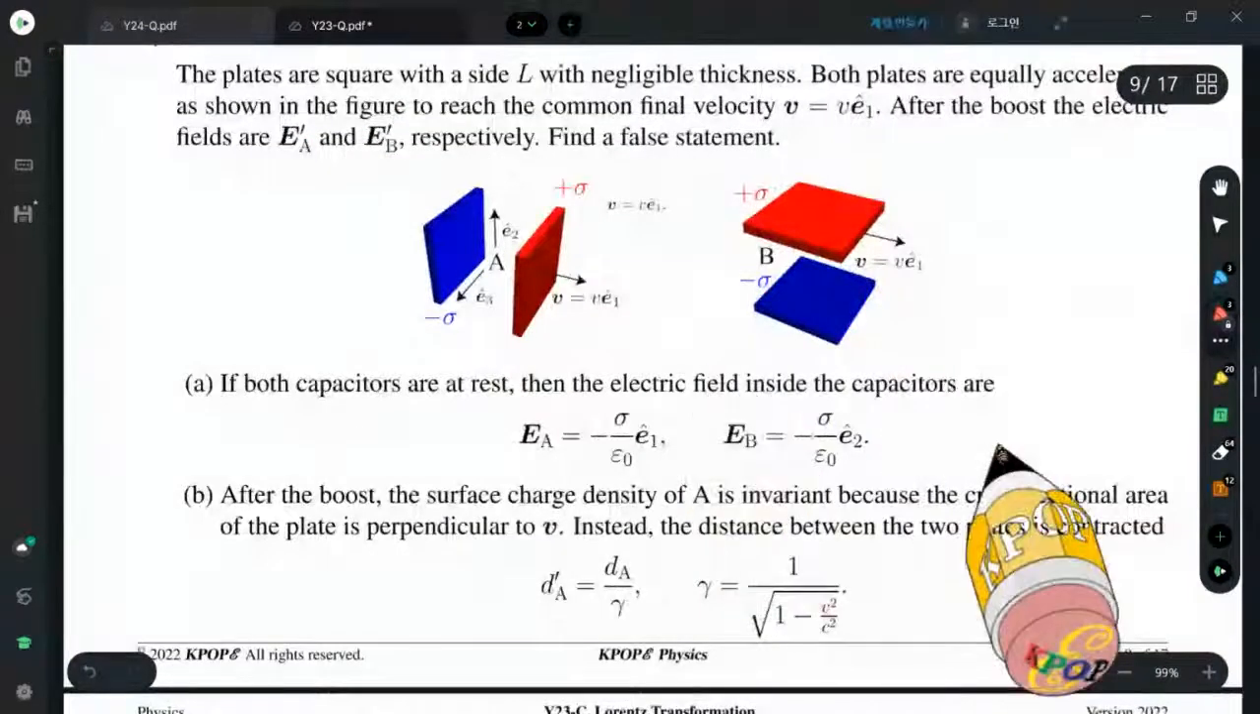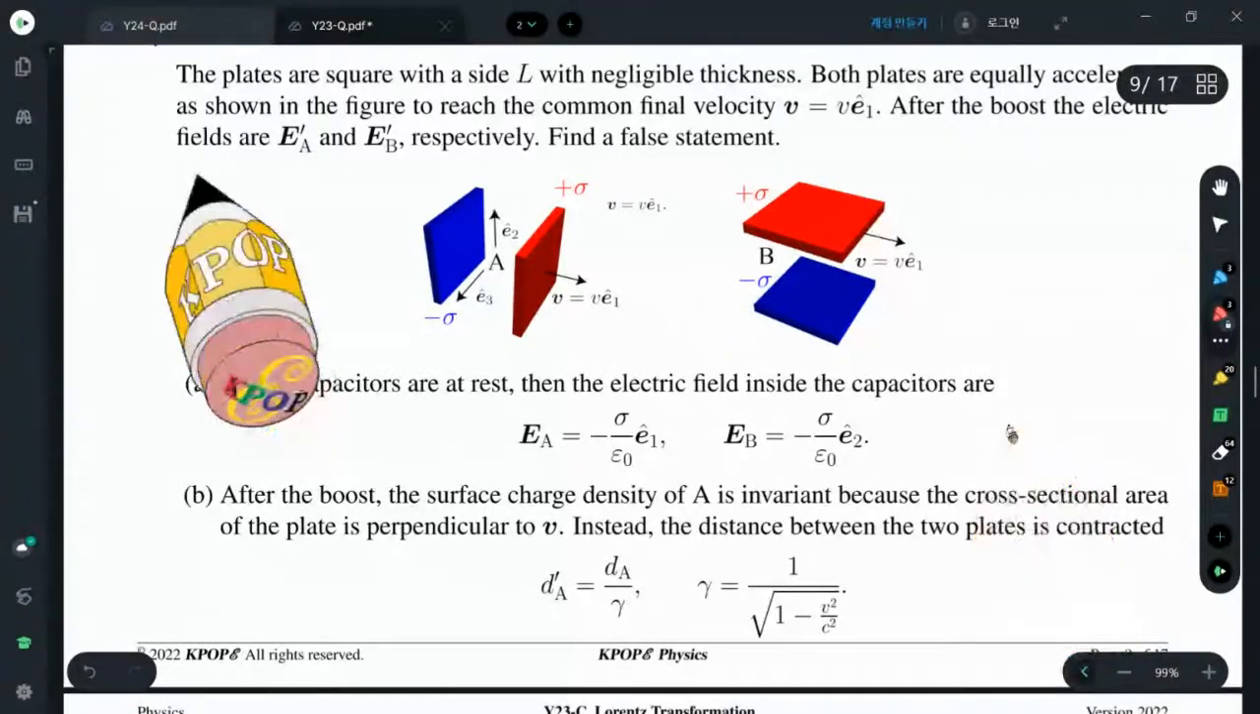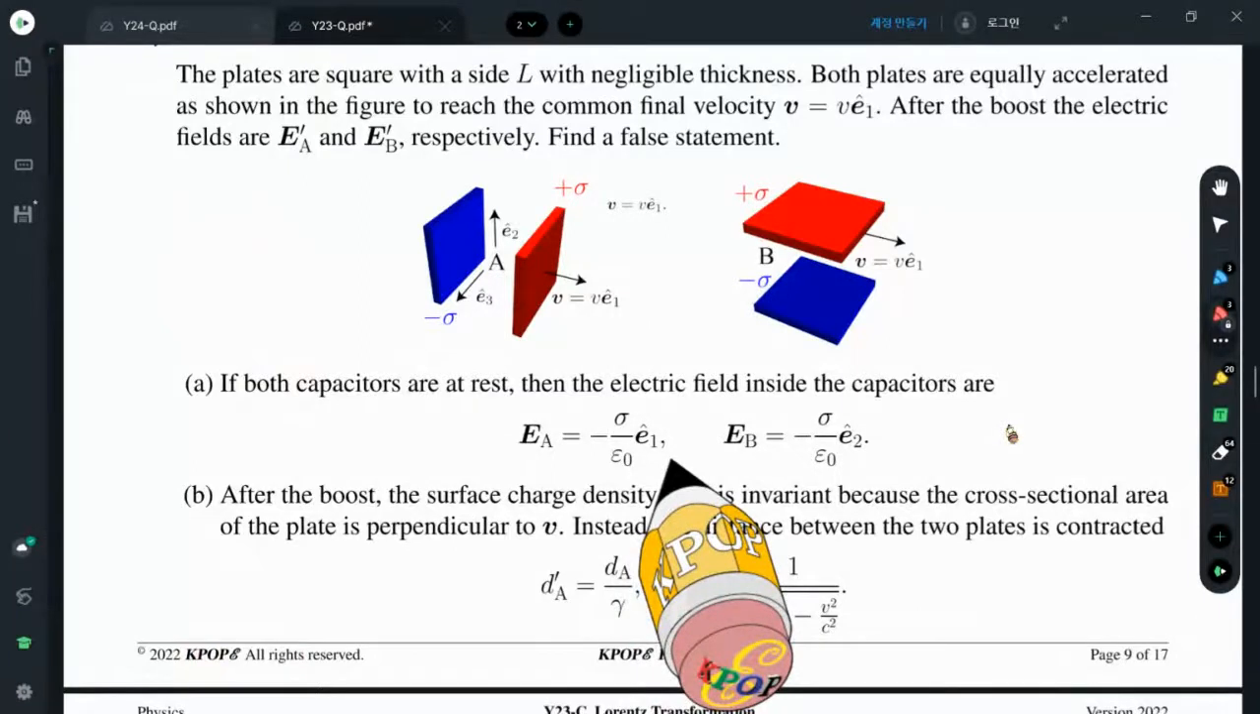And this is another application by making use of the length contraction. And please review very carefully. In your exam, this problem appears.